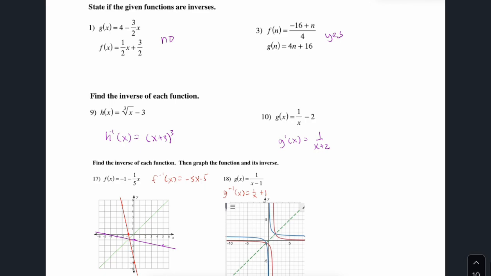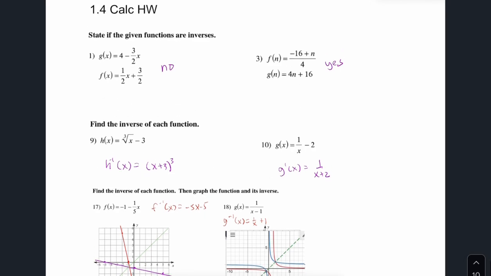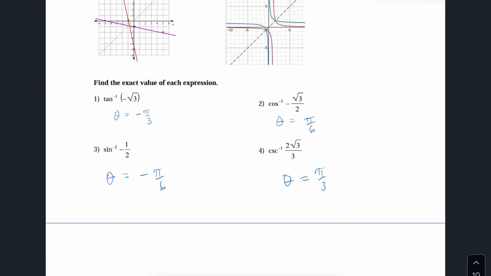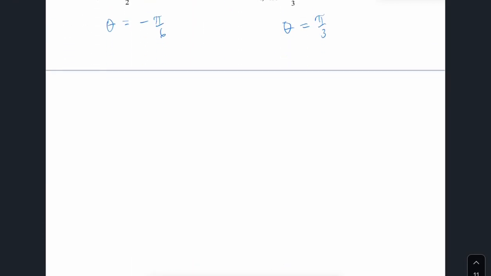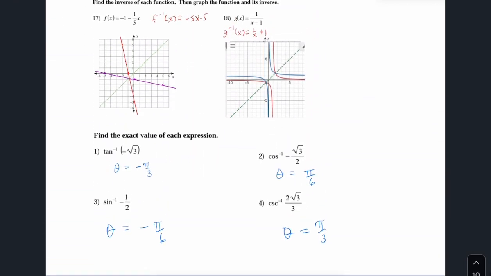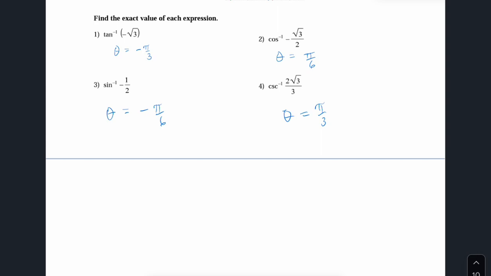But if you look down below, don't look at the solutions, try all the ones that aren't trig functions. So you're ready to do everything but that bottom section. Okay? Okay. So there you go.